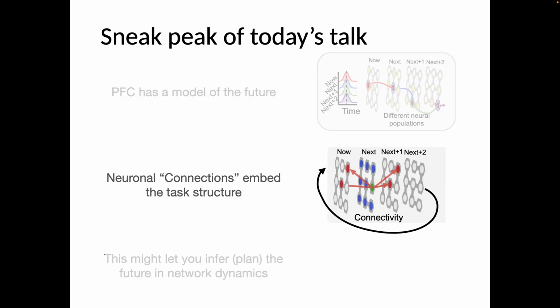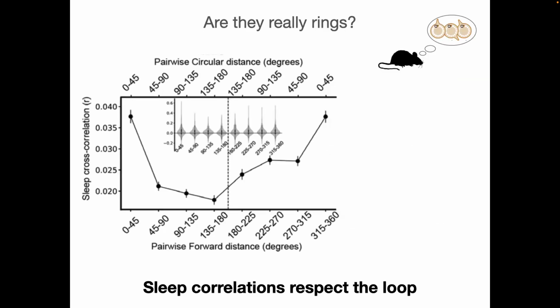The first is I'm going to look at these sleep correlations. If I just look at pairs of neurons on the same ring that have the same anchor, and I ask, are they correlated in sleep? Do they fire in the same 100 millisecond window in sleep? And I relate that to where they are on the ring, what their lag is. And the answer is like a perfect circle, effectively, or a perfect ring.